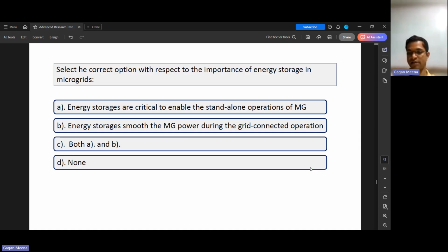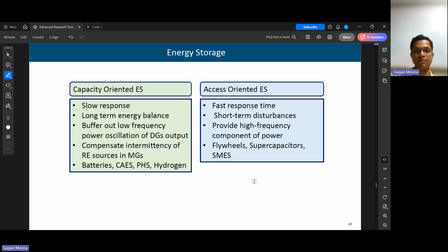During daytime, when there is excess renewable, the storage needs to charge, and then deliver that power to the load during the evening hours when the renewable is not there. So both answers are correct here.